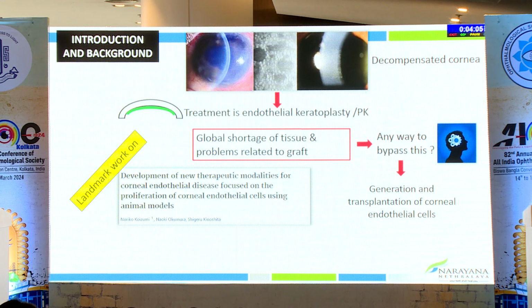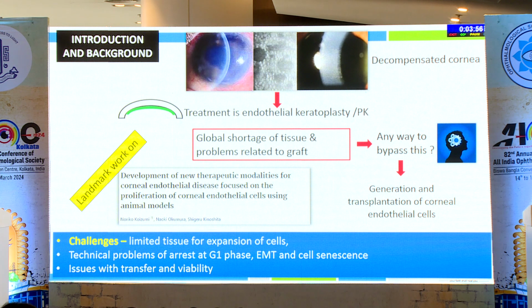And of course, we are aware of the landmark work which has been going on by Professor Kinoshita and group, where they are trying to generate corneal endothelial cells from other corneal tissue. The challenge is, of course, we are using an already limited tissue to try and generate more cells. And because it is from corneal endothelial tissue itself, we know endothelial cells don't regenerate. They stop at G1 phase. So we have to reverse it and then move forward again.